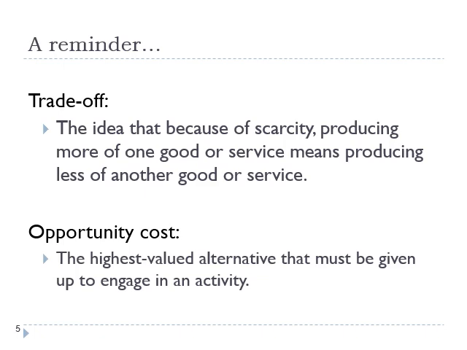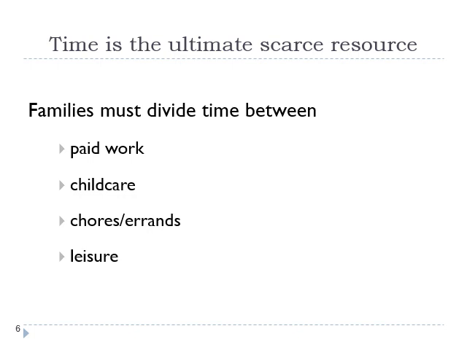Okay, so let's just use an example to kind of finish this off. So our ultimate scarce resource is time, and we're going to be talking a lot about time in this course. So families must divide time between things. So if you have children, for example, then you have a big demand on your time. So they must divide their time between paid work and some childcare, and they probably have to do some chores and some errands if you want to have groceries and a clean house. And hopefully they'll also take some time for leisure to have fun, right? So they have to decide how to allocate their time.